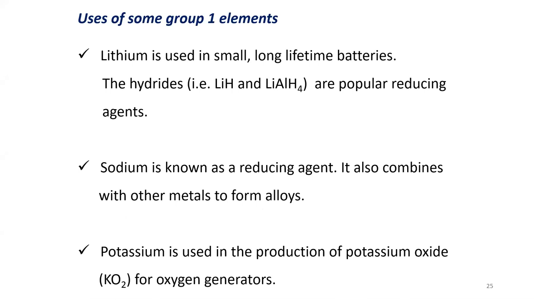Sodium is also used as a reducing agent. Generally, most of your group one elements are used as reducing agents. Sodium can also combine with other metals to form alloys, so that is one other importance of your group one elements. And potassium is used in the production of potassium oxide, which is used for oxygen generators. So these are some of the uses of your group one elements, in addition to the ones we have mentioned while the lecture was going on.